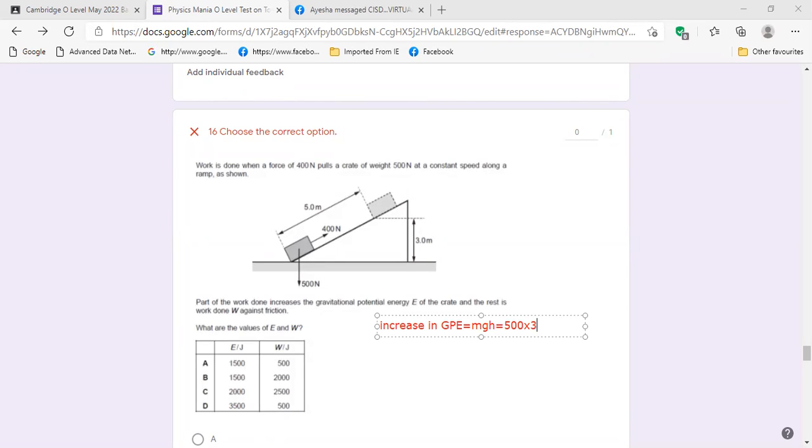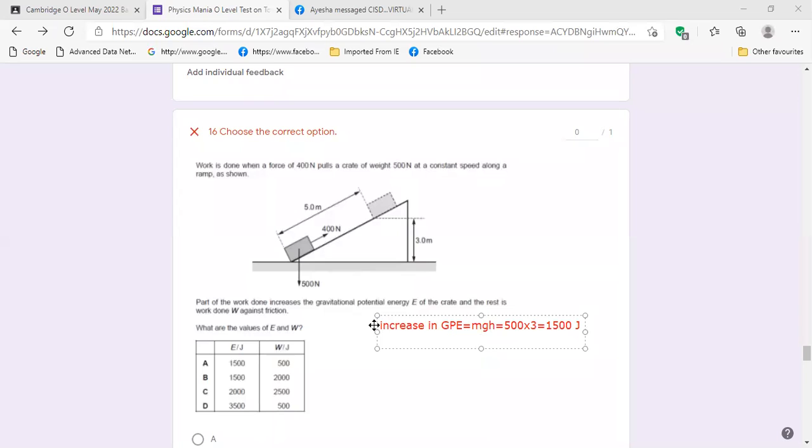So everyone, you understand it? Yes, sir. What about others? You also understood? Farabi, Maimuna, Lamisa, Monica. Yes, sir. All of you understood, right? So we have here increase in GPE, that is mgh equals 500 multiplied by 3, that is coming 1500 joules.